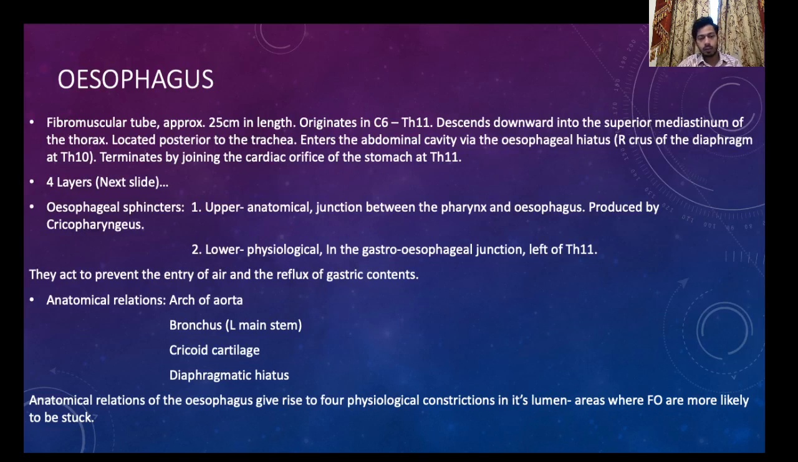And whilst these relations obviously indicate the pathway of the esophagus, they're also very important when it comes to its physiological constrictions. So when I say physiological constrictions, I mean, for example, this happens more in children, but there's no age limit to who can swallow foreign bodies. And basically, these four parts of the relation to the esophagus are areas that are heavily constricted, and those are areas where there can be foreign bodies stuck. So, this is why these four relations are quite important.